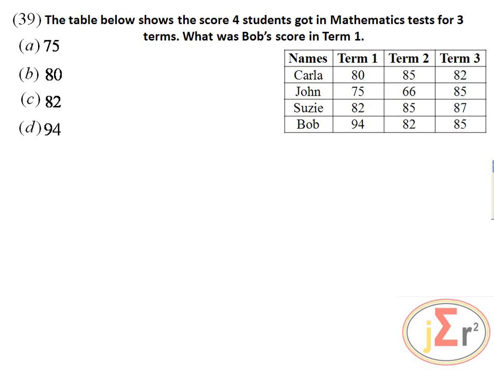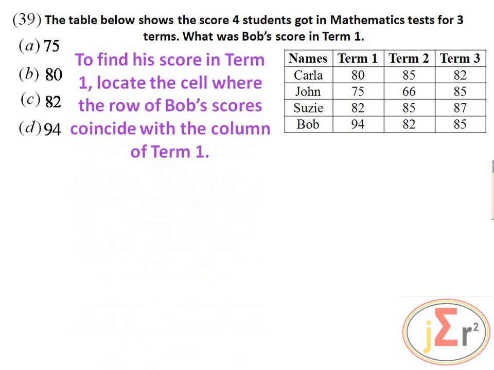How could we tell from the table that it is 94? Maybe it is obvious to some students, but we will take a look at how we can make sure to identify it. To find his score in term 1, locate the cell where the row of Bob's scores coincides with the column of term 1.